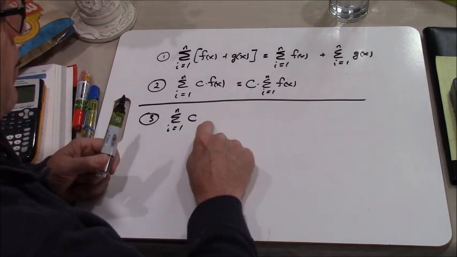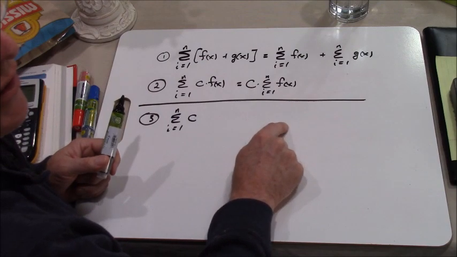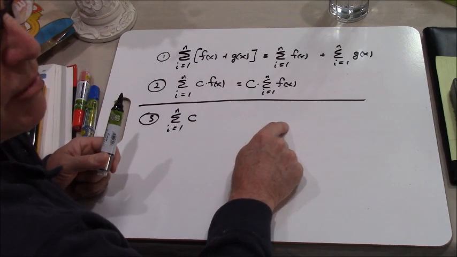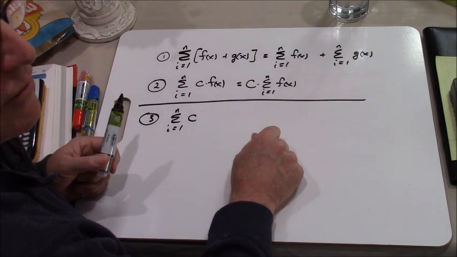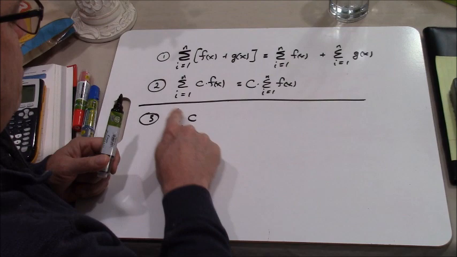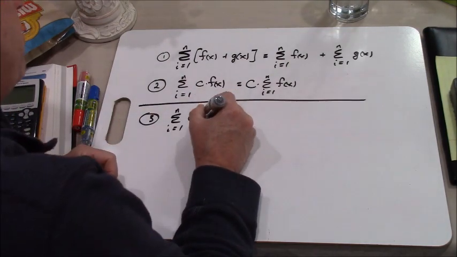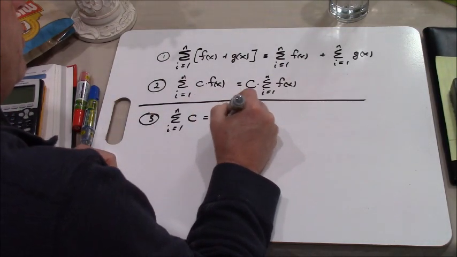Well, if you're just adding the same number over and over again, that's how we started out learning multiplication. 4 plus 4 plus 4, that's 4 times 3. Well, if I have n c's written down and I'm adding them all together, that's just n times c.